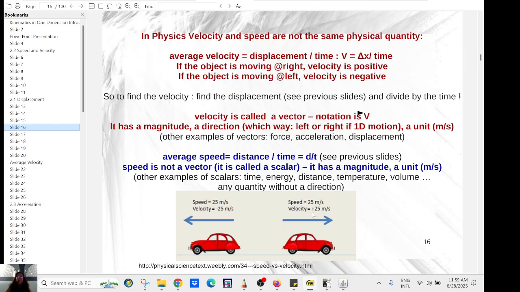So in that case, it will be positive 25 meters per second because it's moving to the right. And here we're going to say negative 25 meters per second because it's moving to the left. So negative means to the left. Positive means to the right. So a vector has a magnitude, a unit, and a direction. A speed is a scalar, it does not have any direction. Question?